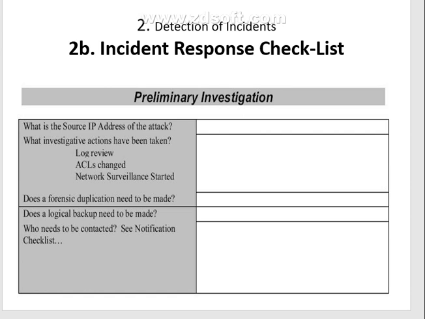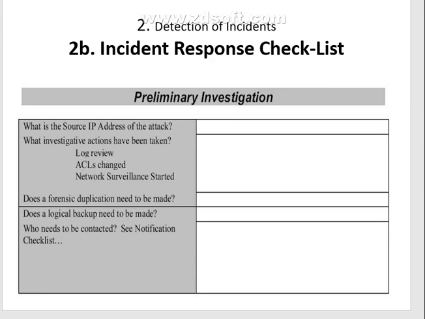So, the complex checklist will also collect information with respect to preliminary investigation, whereby we're asking ourselves what is the source IP address of the attack, what investigative actions have been taken, and does a forensic duplication need to be made.